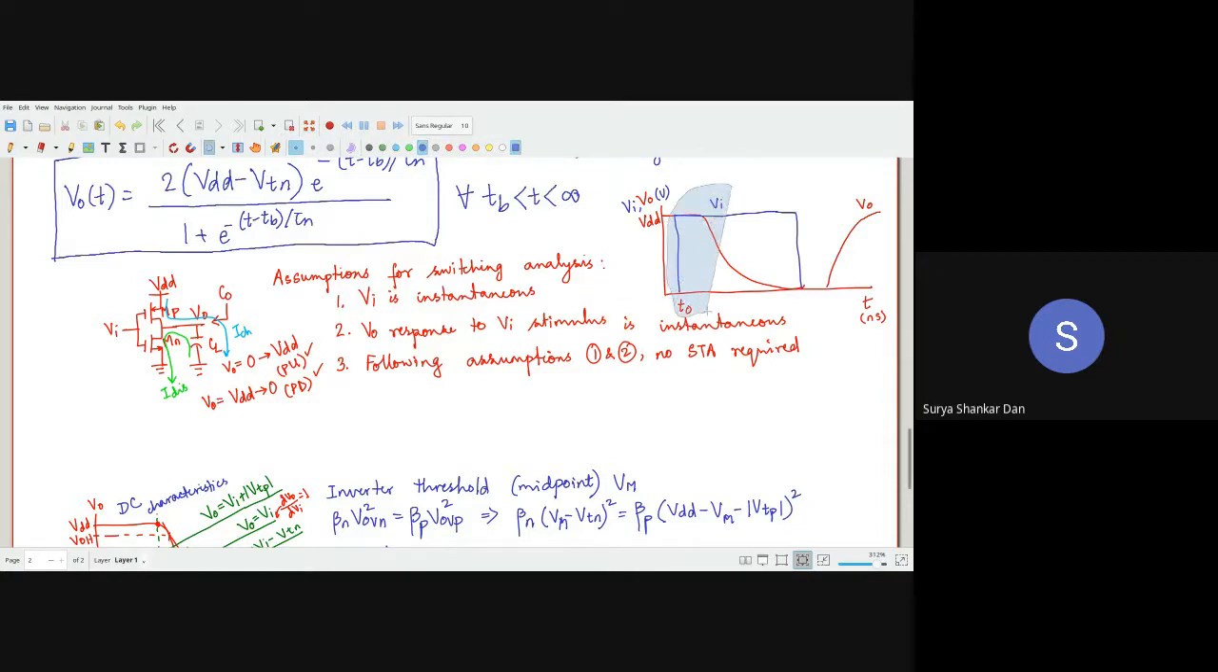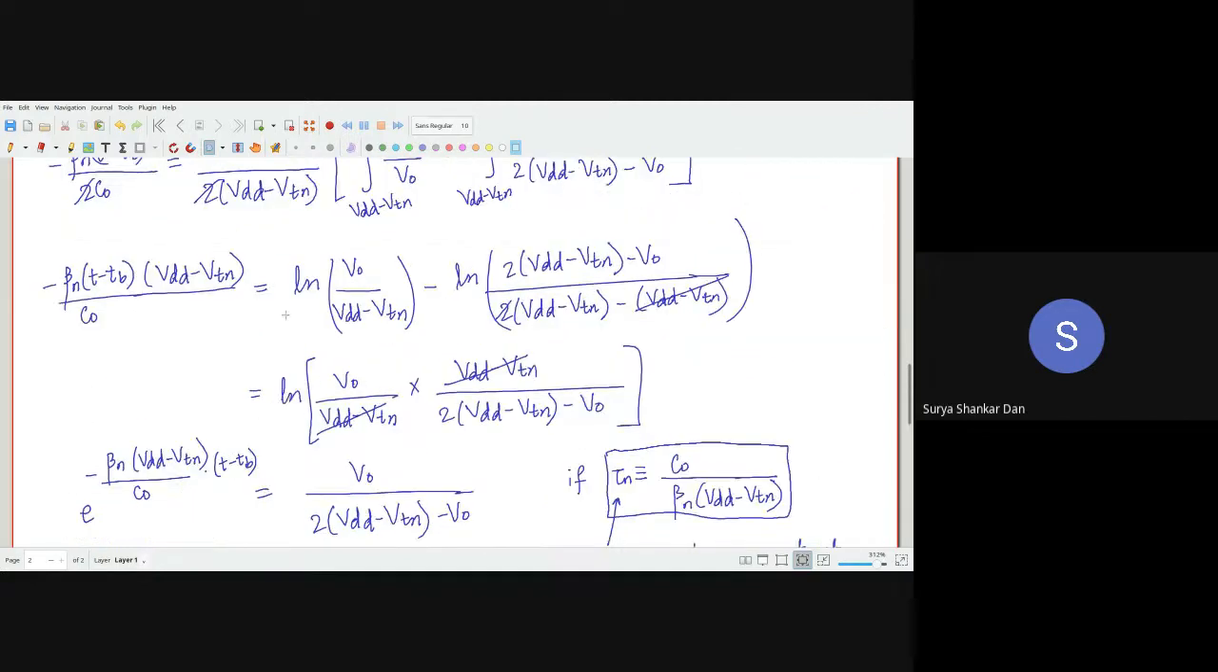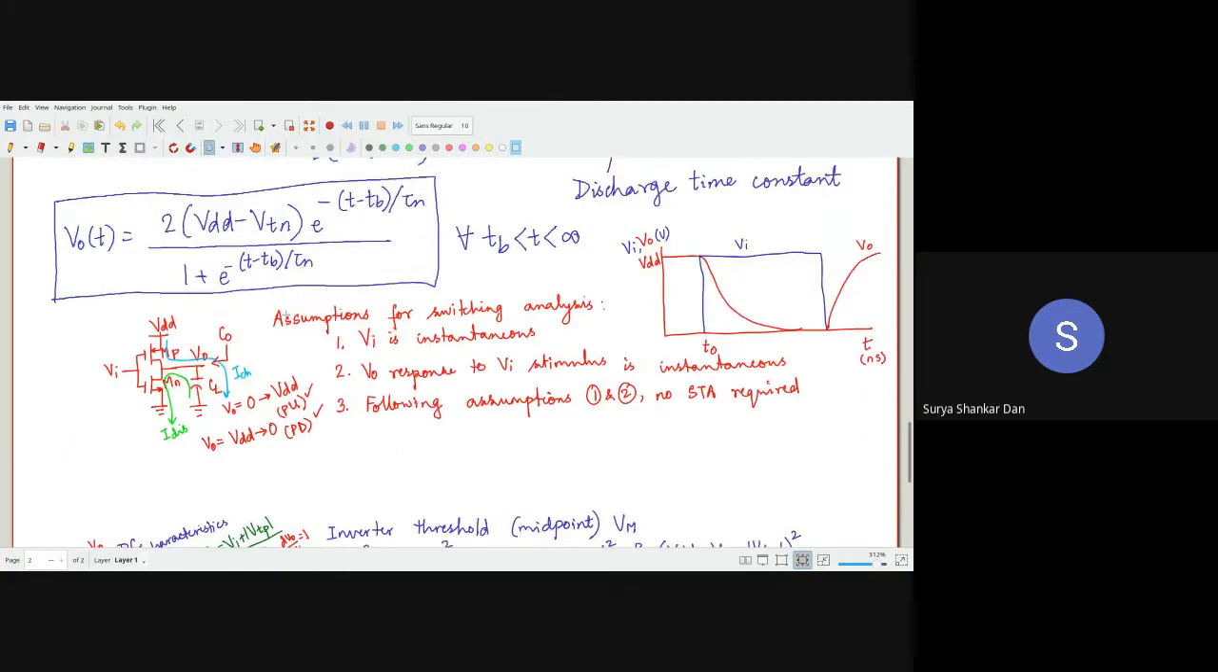most of the textbooks don't describe it like this. I do not know why. At least you are learning from me. So now you realize for the first time that this switching analysis is valid. Whatever theory we are going to learn, these analyses are valid if and only if the VO response is instantaneous to the VI stimulus. Only then no static timing analysis will be required.